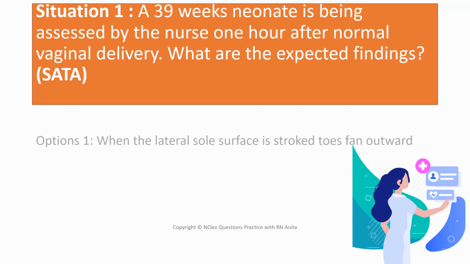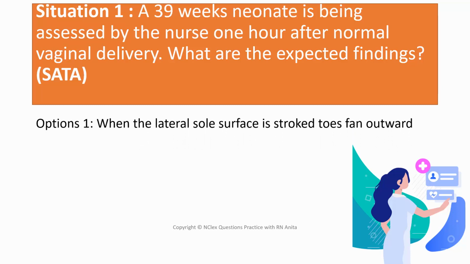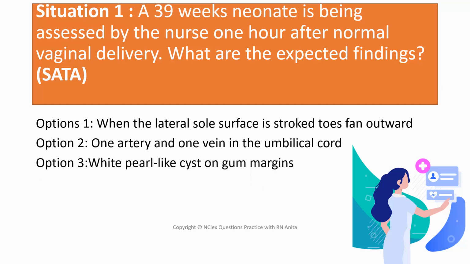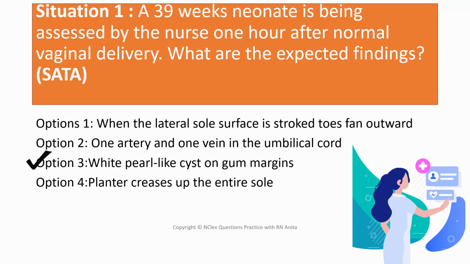So the options are: option 1, when the lateral sole surface is stroked, toes fanned out. Option 2, one artery and one vein in the umbilical cord. Option 3, white pearl-like cyst on gum margins. Option 4, plantar creases up to the entire sole. So in between you can pause and guess the answer. So there are more than one answer that can be correct. So the correct options are option 1, option 3 and option 4.